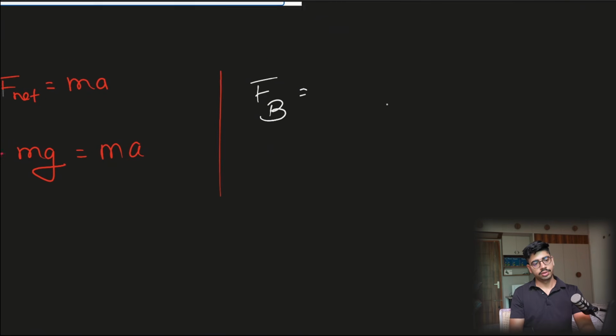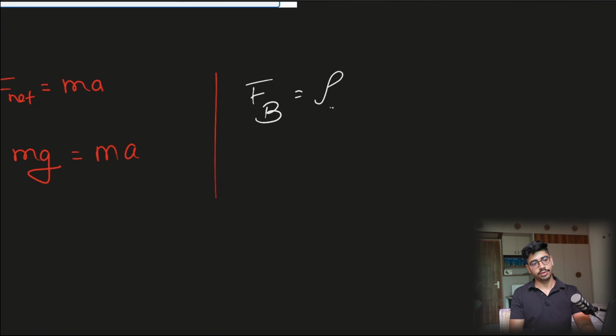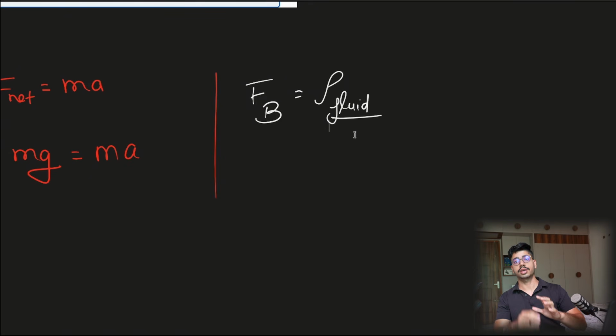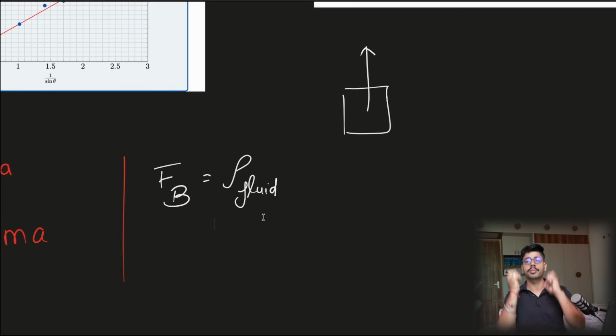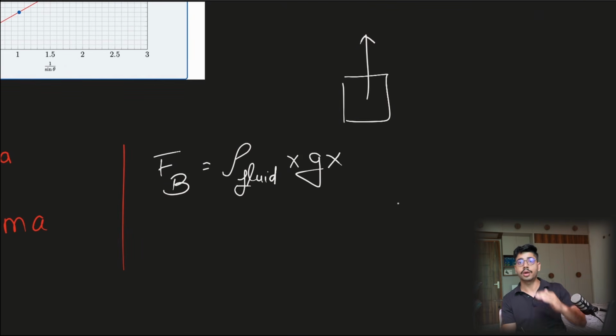The buoyant force depends upon the density of the fluid. That's very important. This is the density of the fluid. Most of the time students get confused: is it the density of the water or of the block? This is the buoyant force acting upward, so we have to take the density of the fluid, because the fluid is applying the buoyant force on that. Remember it. So this is the density of the fluid times g, the acceleration due to gravity, times the volume, how much volume of the block has submerged.